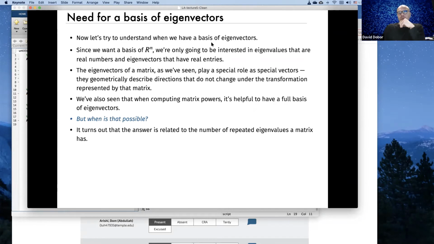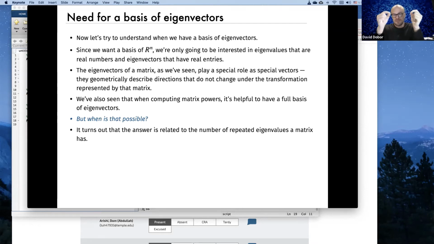Now we want to understand when we have a basis of eigenvectors. In the examples that we've seen, for example the 2x2 example just seen, those two eigenvectors were pointing in two separate directions. Those were linearly independent eigenvectors. But will this always happen? Will you always get linearly independent eigenvectors? The answer is no, but most often you will.